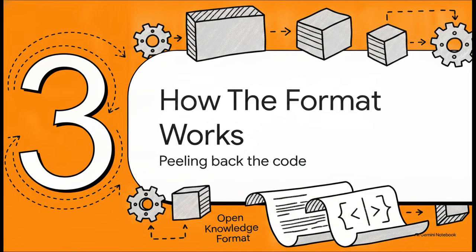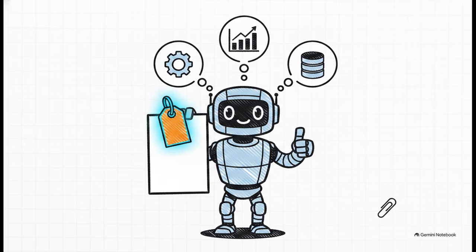Section 3. How the format works. We're peeling back the code here. Let's look at the actual mechanics of how we construct this format to organize an agent's knowledge base. If you remember absolutely nothing else about the technical spec today, remember this. According to engineer Sasha Becker, there is a single hard requirement for an OKF file to be conformant. Every single document must carry a non-empty type field in its YAML frontmatter. That's it. It's that simple. But that one tiny tag ensures the agent instantly knows exactly what it's looking at, whether it's reading a database table, a business metric, a playbook, or an API schema.